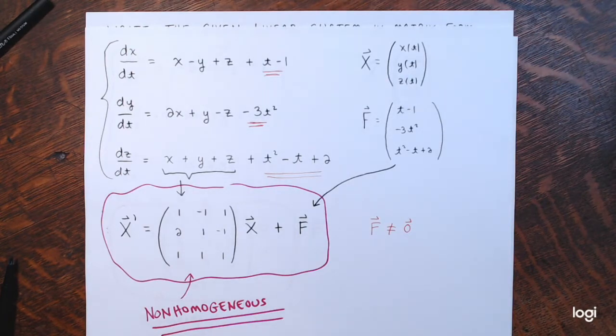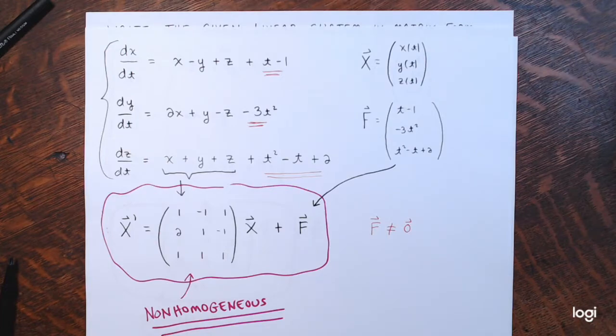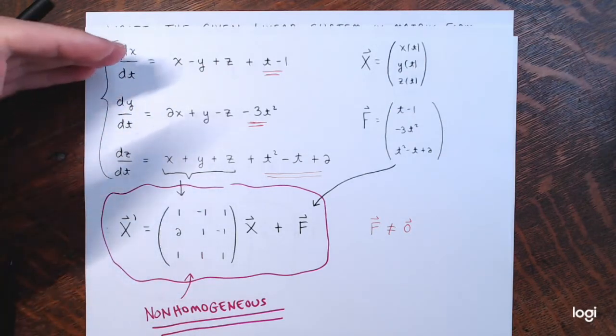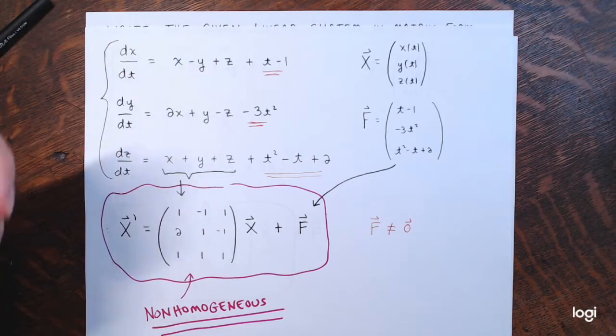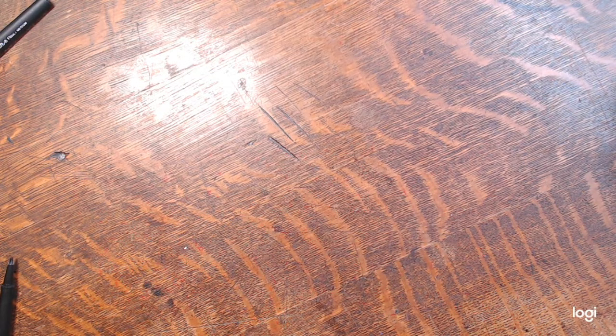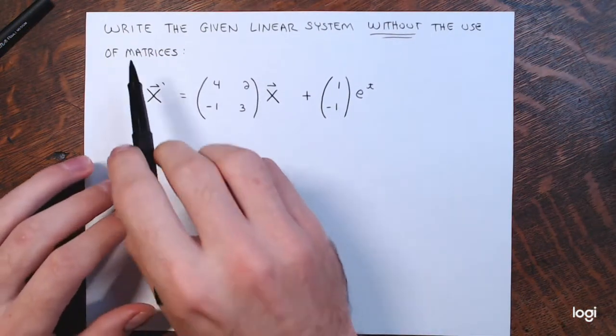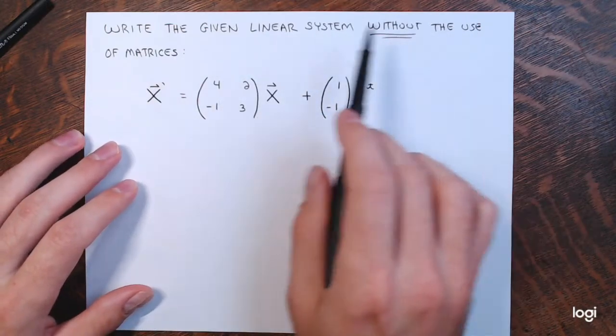Okay. So again, hopefully pretty quick and easy, being able to write a system in normal form in this matrix form. Now I'm going to go the other way around. I'll be given a matrix form system, a matrix equation, and write the system in normal form, the way that all these examples started. So I've just got two of these. So here it is the other way around. Write the given linear system without the use of matrices.